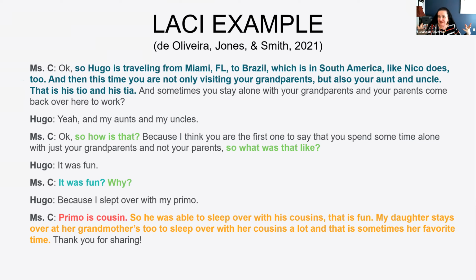Hugo was sharing, like, I go to Brazil, I sleep over at my tio and tia, with my tio and tia. So you can kind of imagine that Hugo just provided some of these examples, right? And then the teacher goes, okay, so Hugo is traveling from Miami, da, da, da, da, da, da.